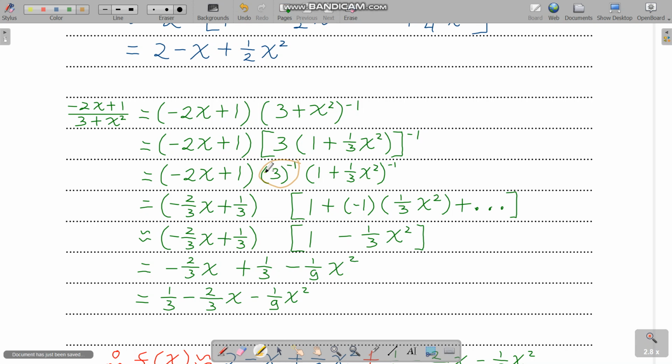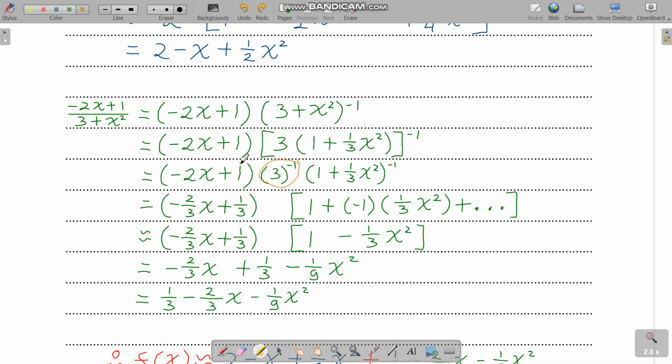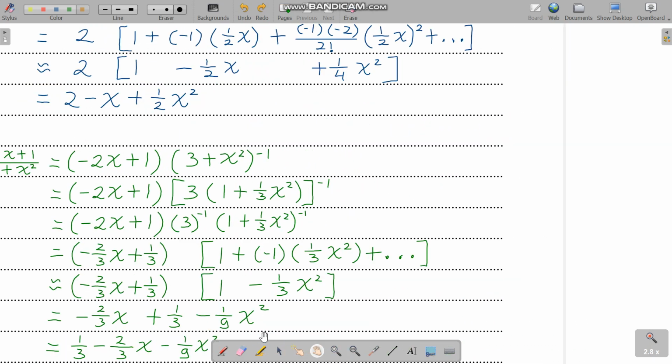Now just simplify. 1/3 times minus 2x minus 2/3, 1/3 times 1 plus 1/3, and we use the MF19 formula here. The n is minus 1, the x is 1/3 x squared, so this is n times x. We don't need to continue because we don't need the x to the power of 4 terms, so you can stop right here. Just simplify. This is minus 1/3 x squared, and then we expand.